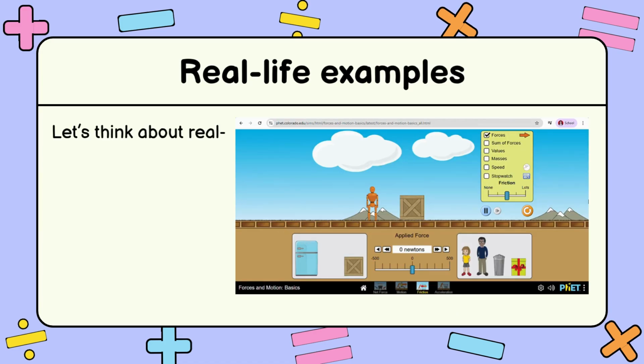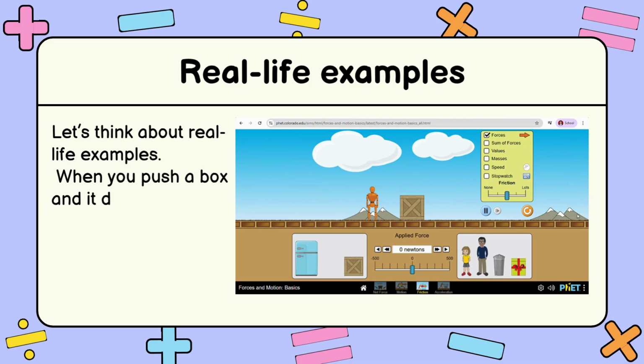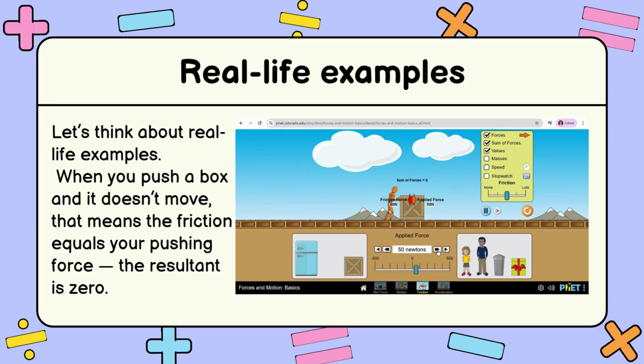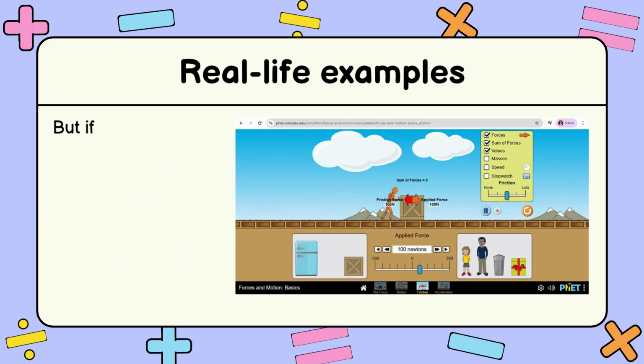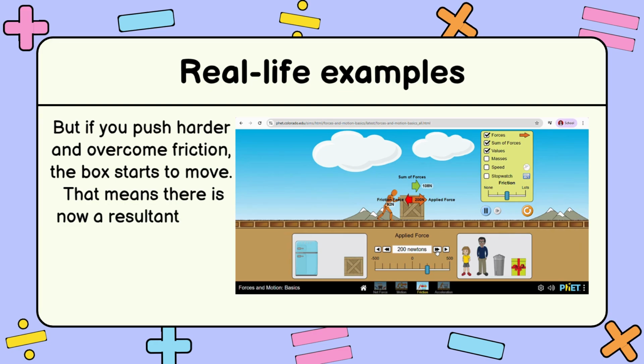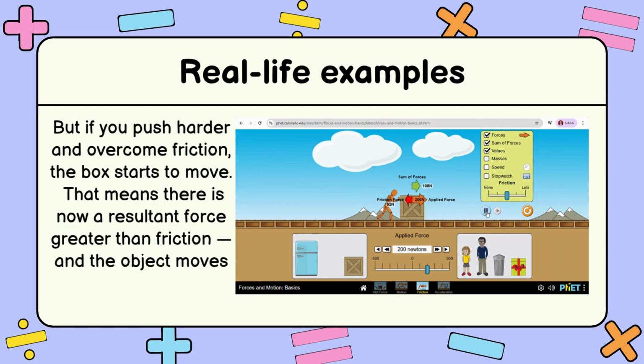Let's think about real-life examples. When you push a box and it doesn't move, that means the friction equals your pushing force. The resultant is zero. But if you push harder and overcome friction, the box starts to move. That means there is a resultant force greater than friction, and the object moves forward.